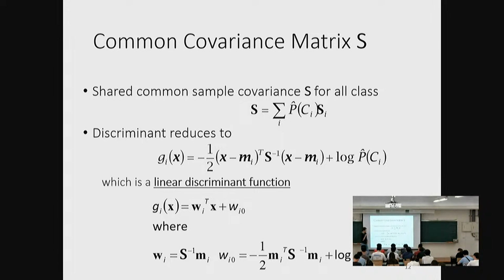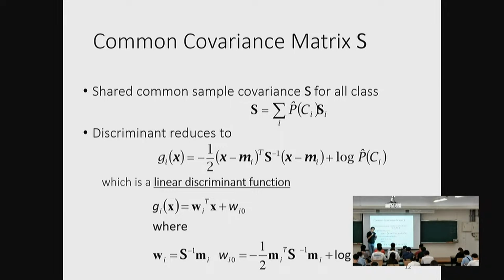Now your discriminant function starts to reduce into this particular form. Gi of x is minus 1/2 (x minus mi) transpose S inverse (x minus mi) plus log P of Ci. There's no longer an i term on the covariance here, because all the classes share the same covariance matrix. So it's a single covariance matrix for all classes. The discriminant function can now be reduced into a linear form, g of x equals wi transpose x plus wi0, where the slope term is just that inverse times the individual class's mean vector, plus some constant term.